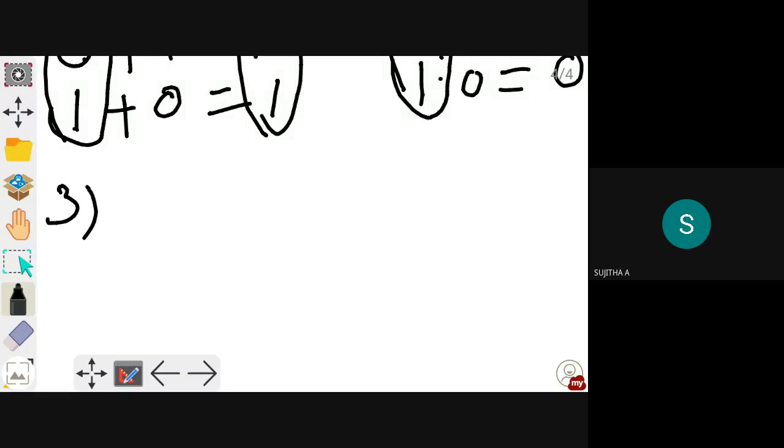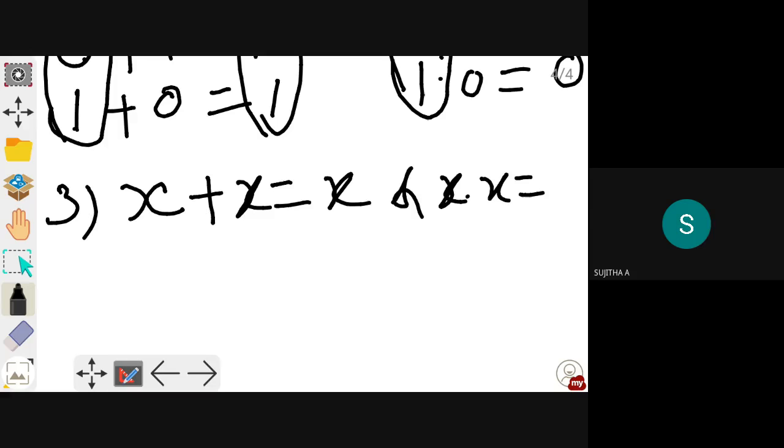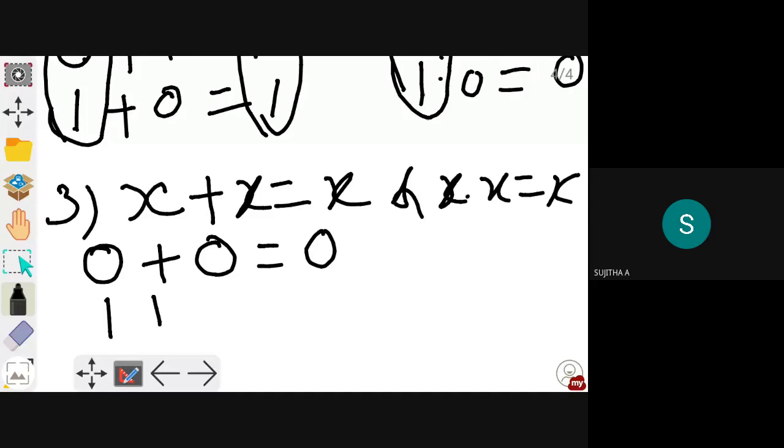So the next law is x plus x is equal to x and x into x is equal to x. So this is the third law. If you have x plus x in your expression, you can write it directly as x, and x into x can be written as x. So you put x is equal to 0 and see. If x is equal to 0, 0 plus 0 is equal to 0, and if you put 1, 1 plus 1 is equal to 1. That is the OR operation.